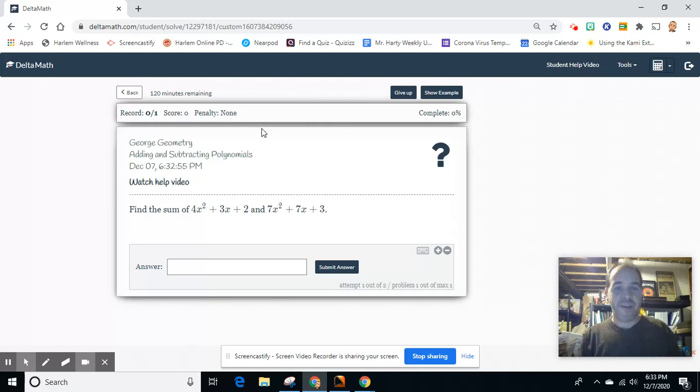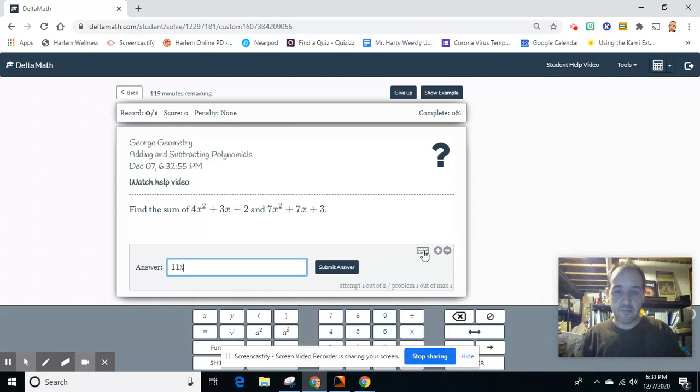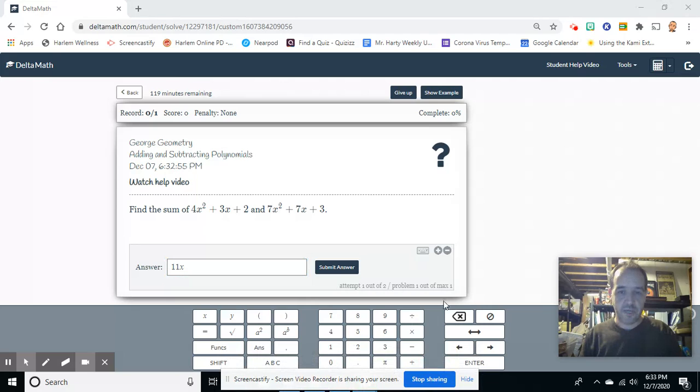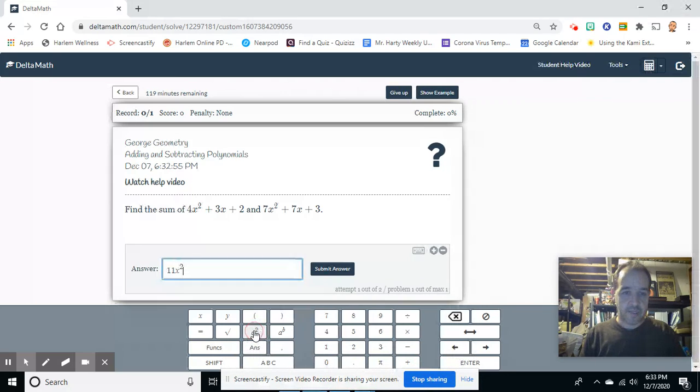Okay, find the sum of these. Sum just means add. So I'm going to find my like terms. So my 4x squared and my 7x squared, and I would have my 11x squared. Now, if you need the squareds, here is my exponent button. So the 11x squared, 3x plus 7x would be 10x, and 2 plus 3 is 5.